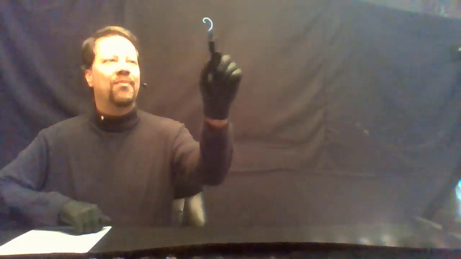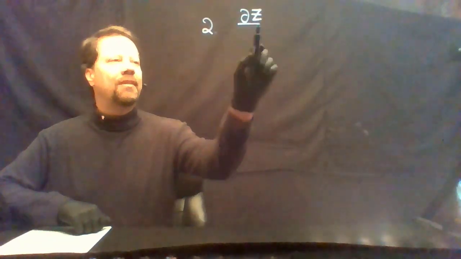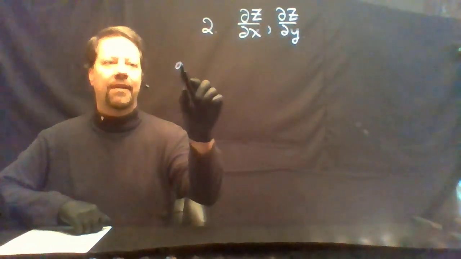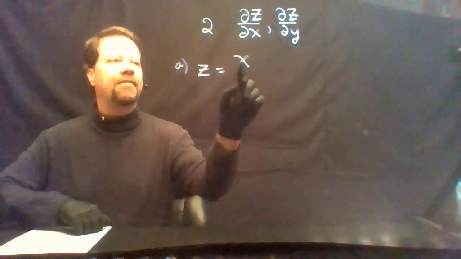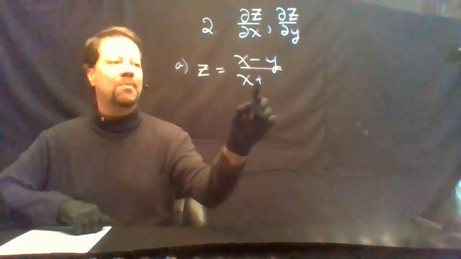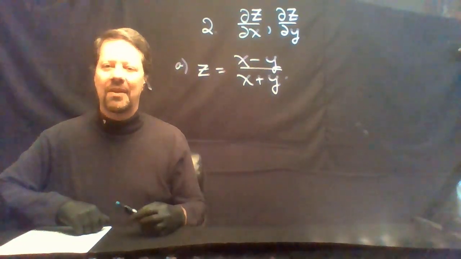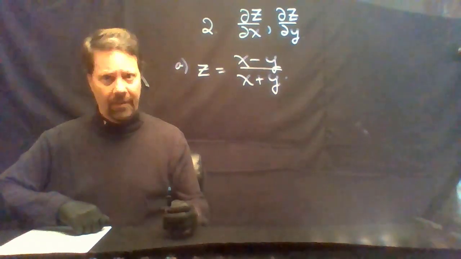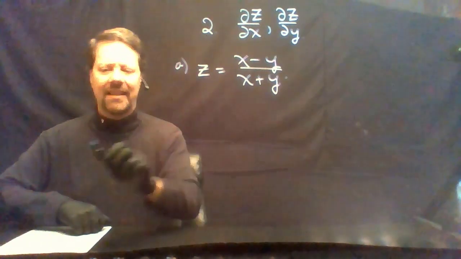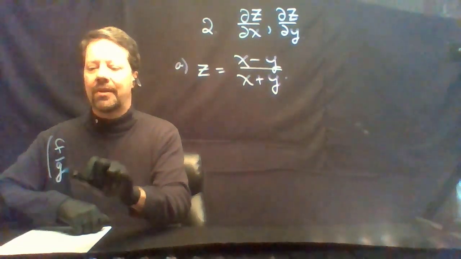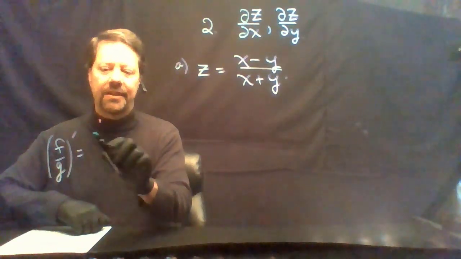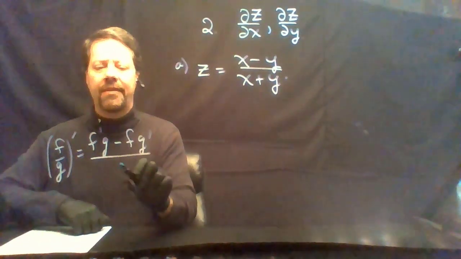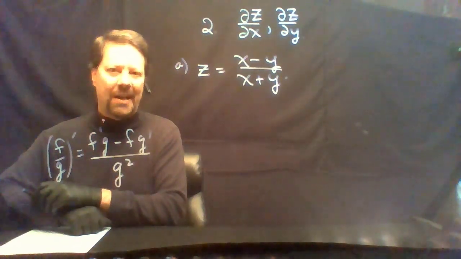On problem 2, I ask you to calculate both dz/dx and dz/dy on the following functions. And on the first one, I have x minus y over x plus y. Because we're dealing with a quotient, to calculate these partial derivatives, you need to use the quotient rule. Yes, all the way back in Cal 1, you learned that the derivative of the quotient is the derivative of the top times the bottom minus the top times the derivative of the bottom over the bottom squared.